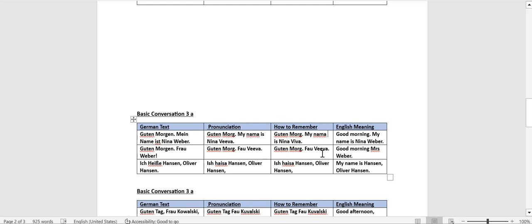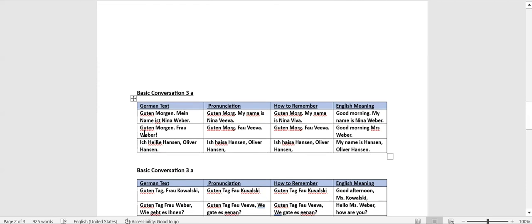Name is somewhat like a Sanskrit word. So Nama, Namam or name. Mera naam, naam in Hindi. So in German it is like, my Nama is Nina Weber. Okay, let's move on to the next sentence.